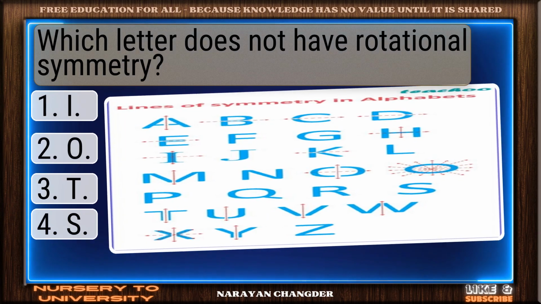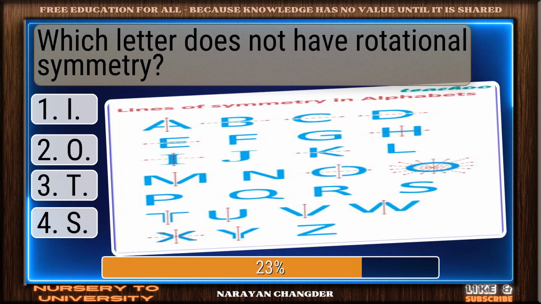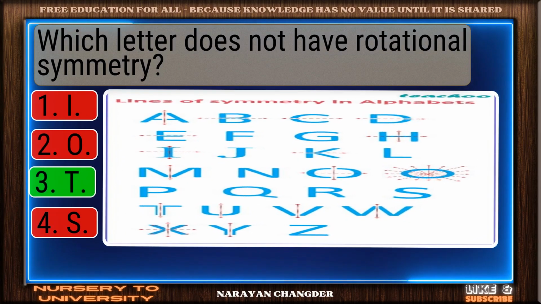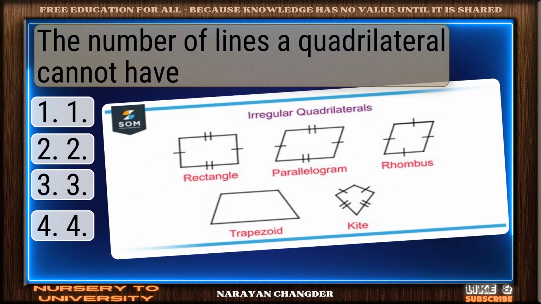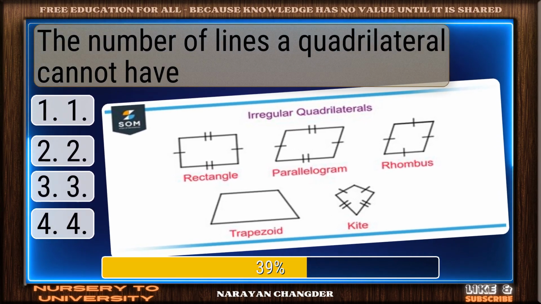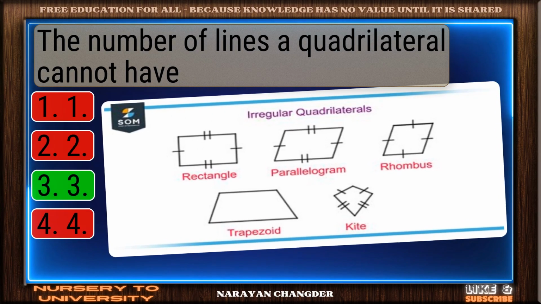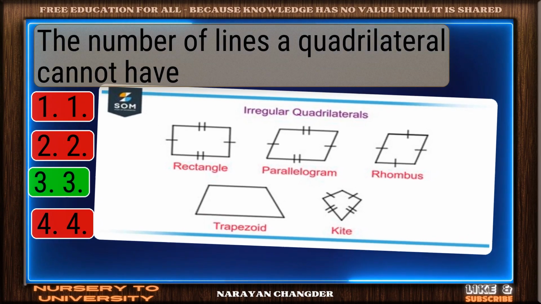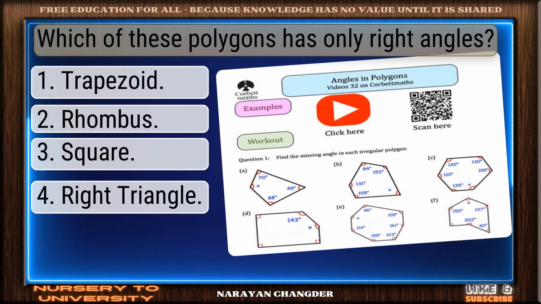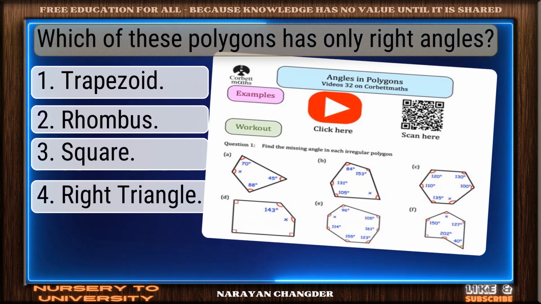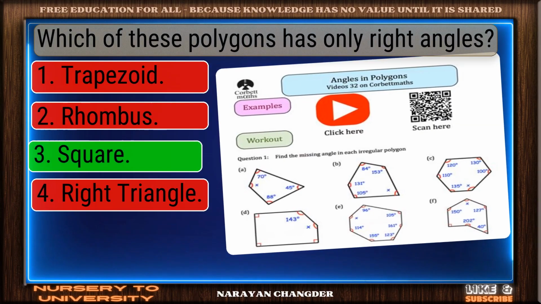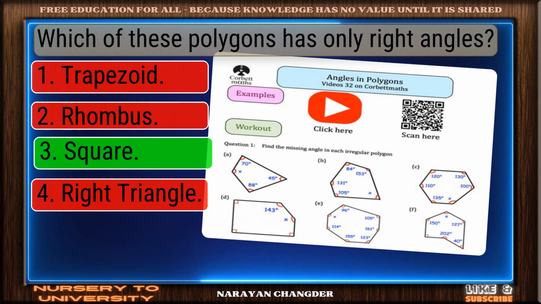Which letter does not have rotational symmetry? Right again. T is a valid answer. The number of lines a quadrilateral cannot have. Clear logic. Your choice 3 is sound and 100% true. Which of these polygons has only right angles? Right choice. Square is the best answer.